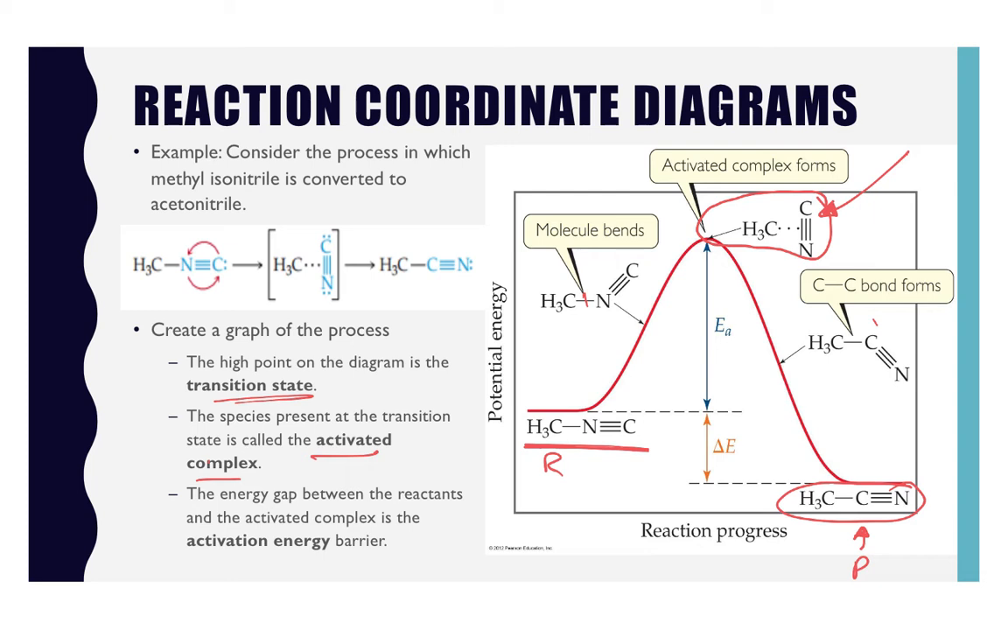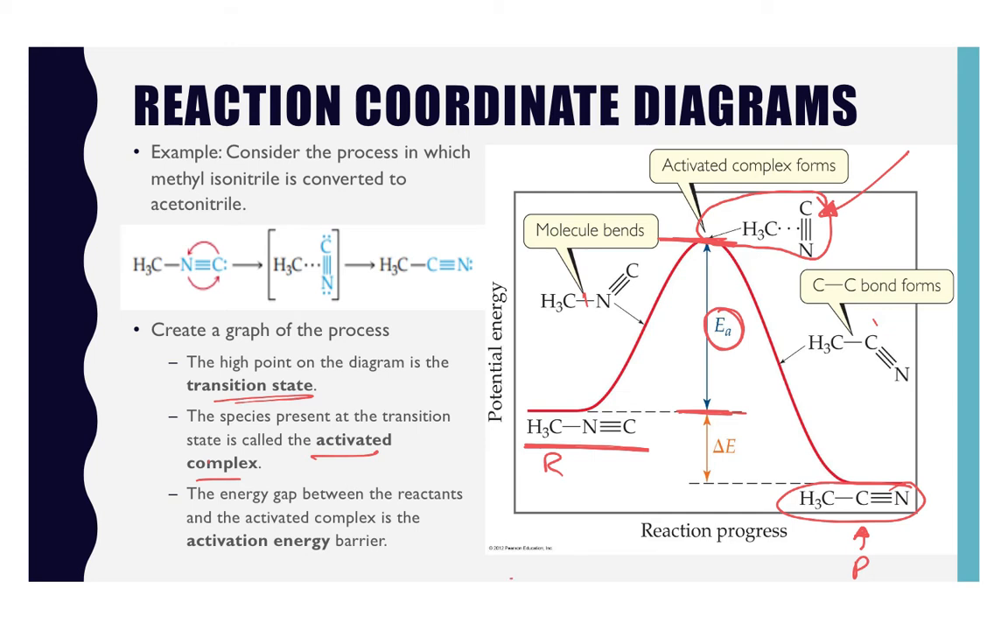Okay, the energy gap between the reactants and the activated complex, or the transition state, is known as the activation energy barrier, which again, as we learned yesterday, is what we need to overcome in order to make a reaction move forward in a spontaneous fashion.